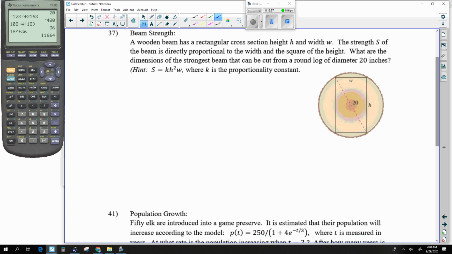Beam strength. A wooden beam has a rectangular cross-section, height h with width w. The strength s of the beam is directly proportional to the width and the square of the height. What are the dimensions of the strongest beam that can be cut from a round log with a diameter of 20 inches?